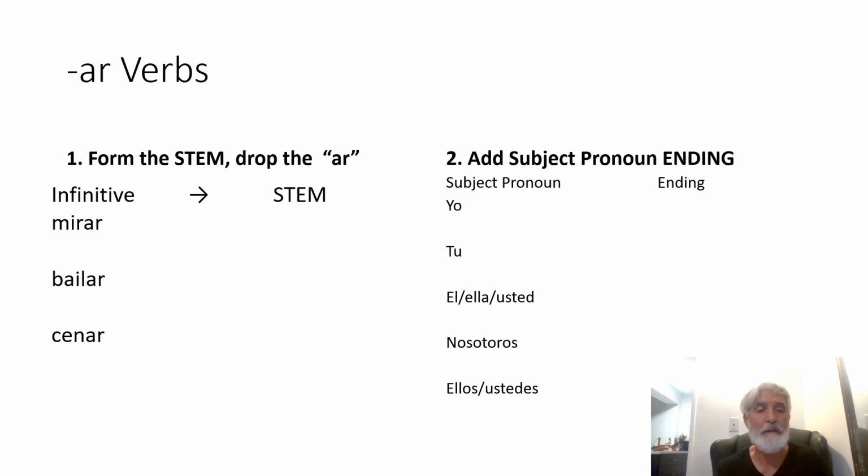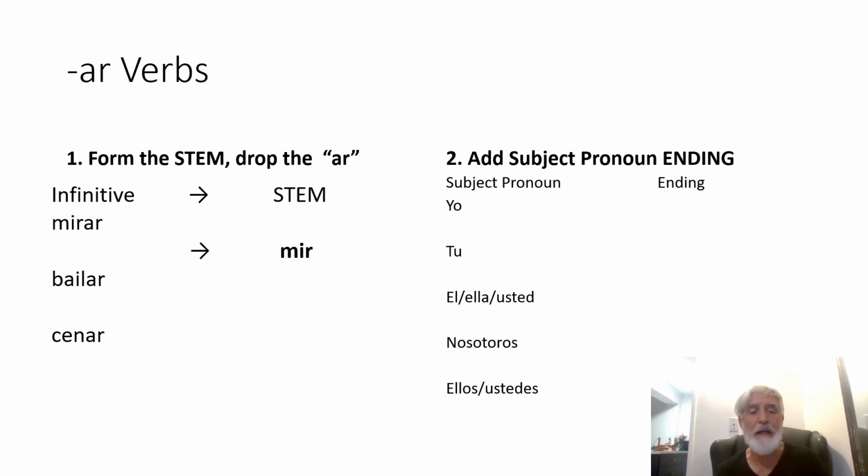Well, let's follow the steps here. We, one, form the stem of the verb. How do we get the stem of an AR verb? Well, it tells us, drop the AR ending. So let's look at some verb infinitives. Here we have the verb mirar. It ends in an AR. It means to watch. Let's get the stem. So we have to drop the AR. So the stem now is mir.